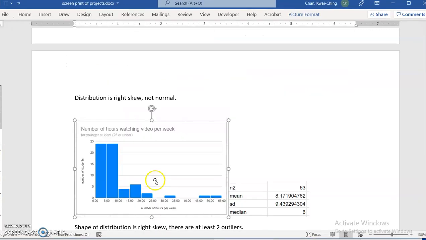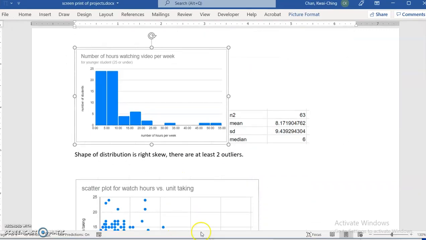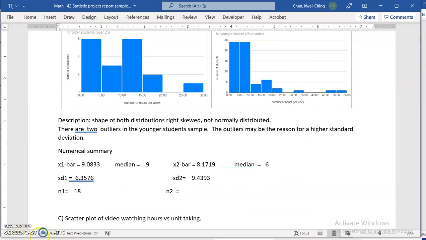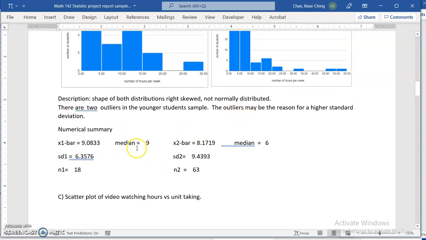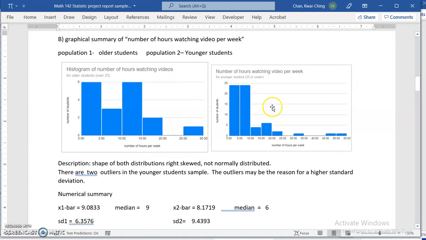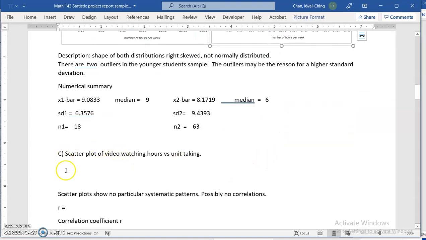And for N1, I have 18 data. The second one I have 63. 18 and 63. You can make a table out of this to show this, but this is basically a numerical summary of the quantitative data about hours of watching. So that part is done.